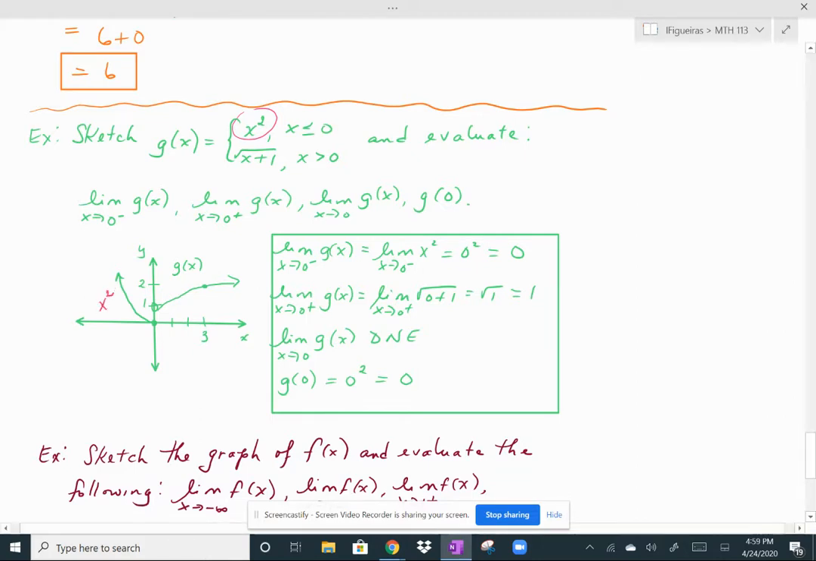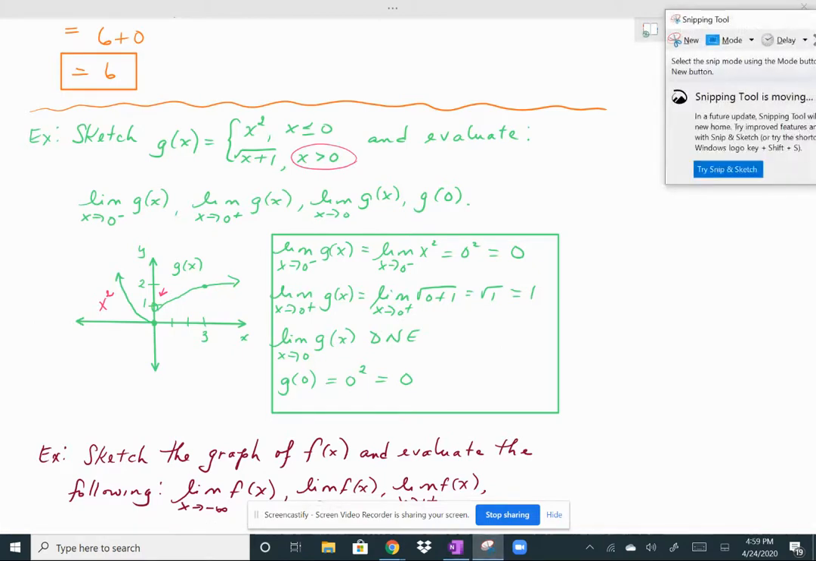This is the piece x squared. We want a solid point here because it's less than or equal to 0 for x squared. And when x is 0, y is 0. Okay, then to plot the radical, I have the square root of x plus 1 for values of x greater than 0. So when x is 0, my square root of x plus 1 is 1. But here I have an open circle because it's just greater than 0, not greater than or equal.